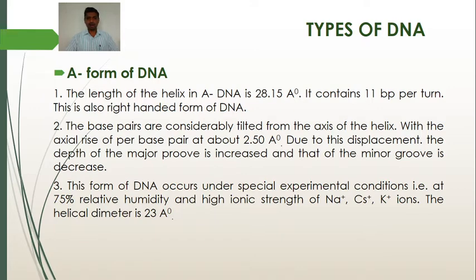So this A form of the DNA occurs under special experimental conditions. Which are the conditions? This A form of the DNA occurs at 75% relative humidity and a high ionic strength of sodium, cesium and potassium ions. The length of the helix is 28.15 angstrom. It contains 11 base pairs per turn. The distance between the adjacent nucleotides is 2.50 angstrom and the diameter of the helix is 23 angstrom.